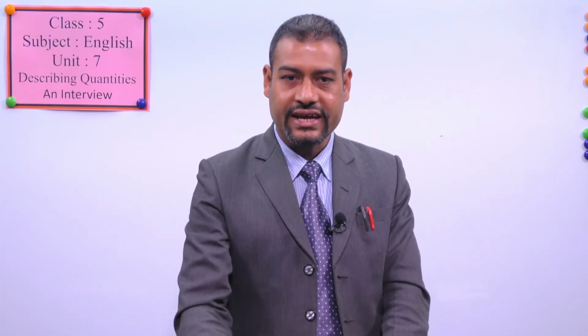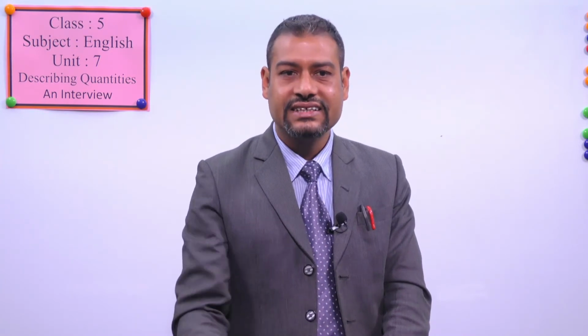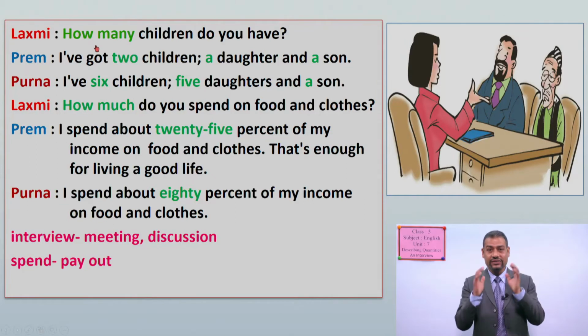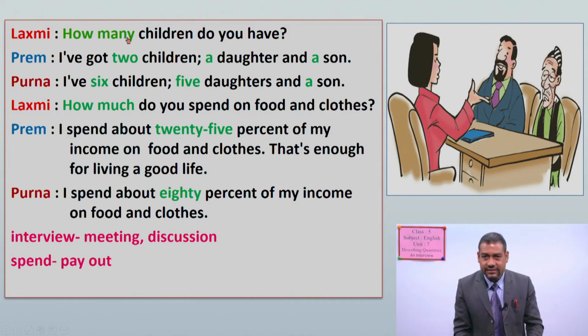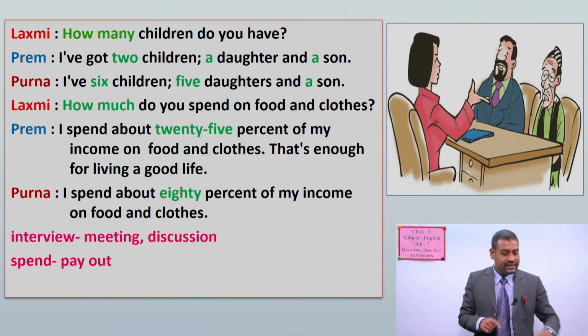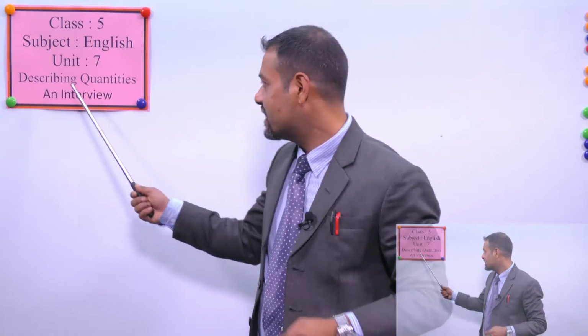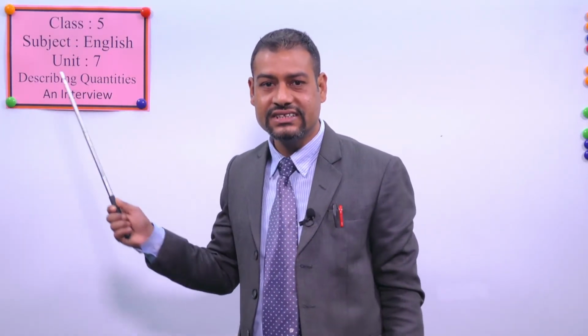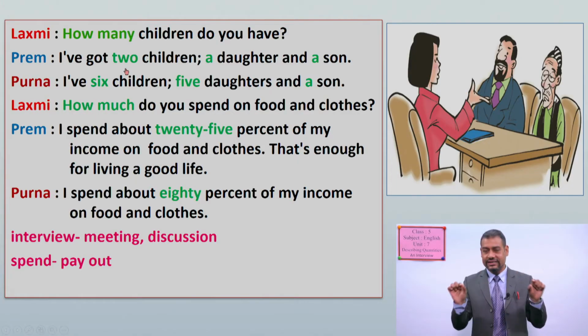Now, dear students, after this, you have to understand why I highlighted these words. How many children? So, why do I highlight these words? Can you tell me? Yes. When we want to know quantity, for example, we are describing quantities. Do you know the meaning of quantities? For example, Lakshmi is asking there, how many children? And Prem says that 2 children. See, 2 is a quantity, okay? And out of 2 children, 1 is daughter and another is a son, okay? Likewise, Purna says he has 6 children.